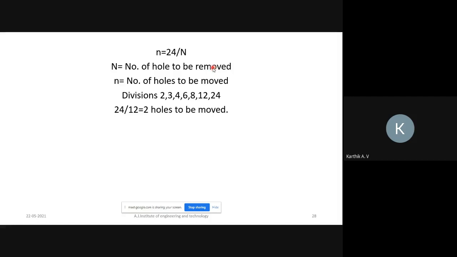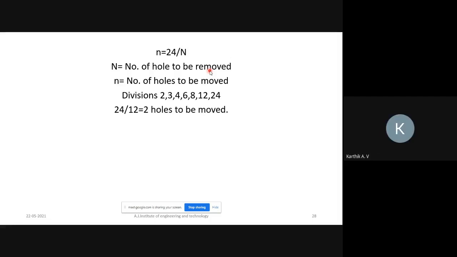So which one is n now? What is capital N? 12 divisions are required in a workpiece, so the number of holes to be removed is directly 12. Capital N is equal to 12. So you have to create 12 divisions.